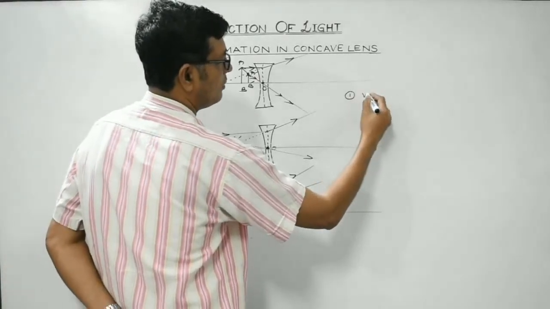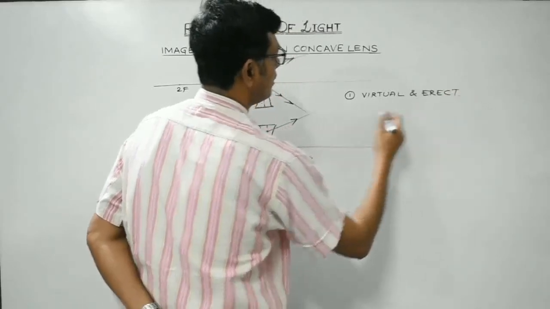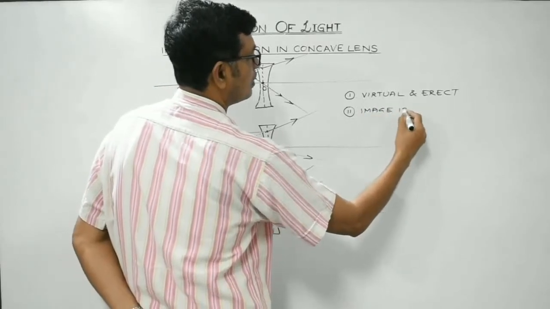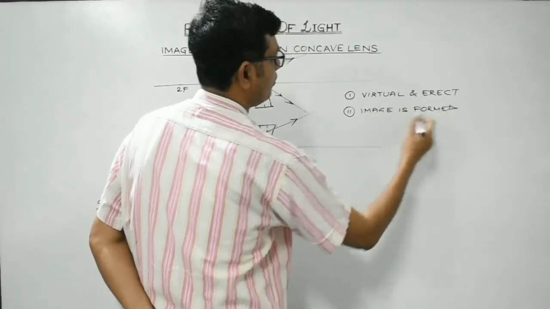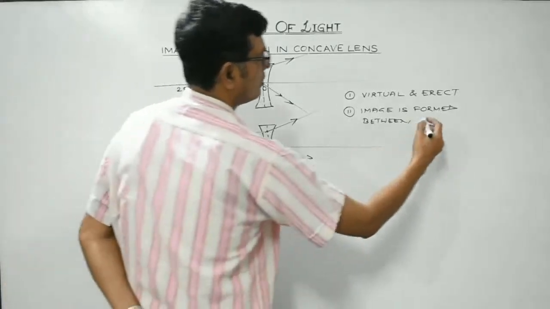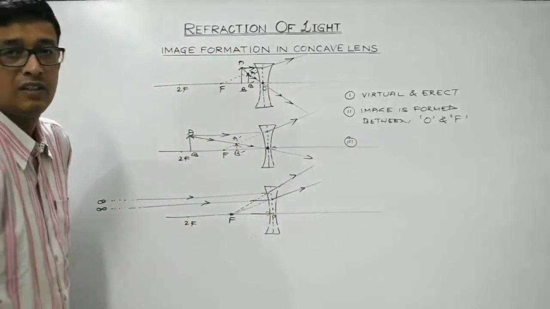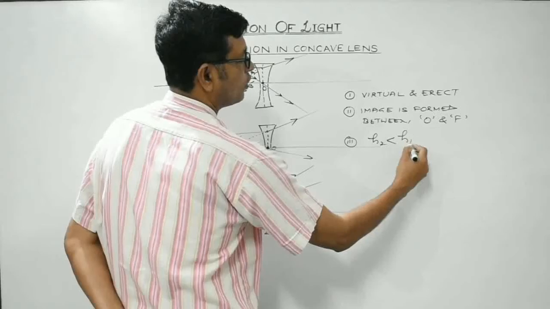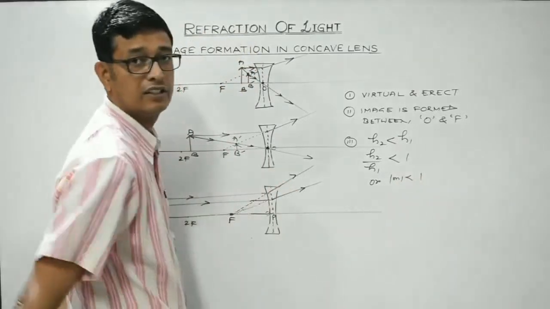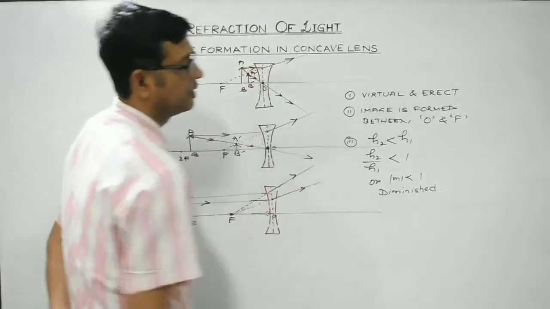First is, nature of the image is virtual and erect. Second, image is formed between optical center and the focus. Between optical center and focus. Third, in all the cases, size of the image is less than the size of the object, that is H2 by H1 is less than 1, or linear magnification is less than 1, that is, the image is diminished in size.